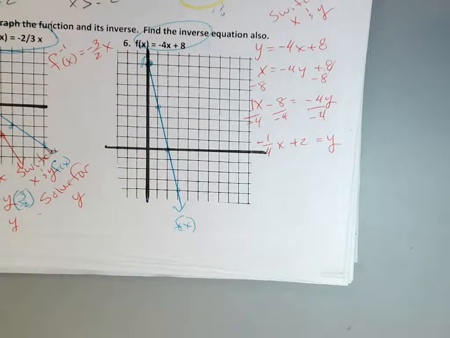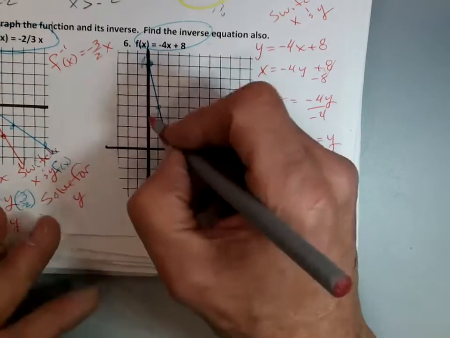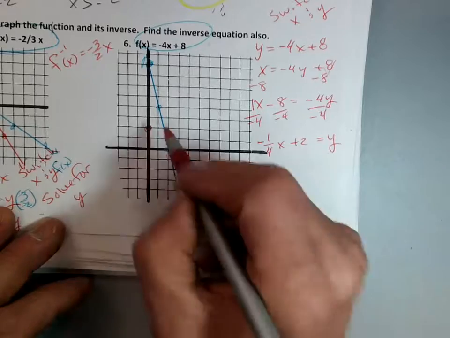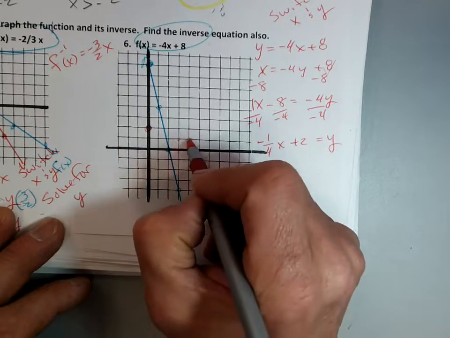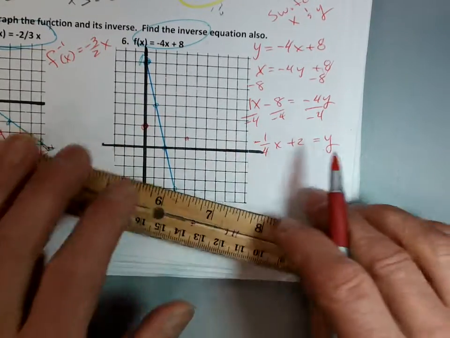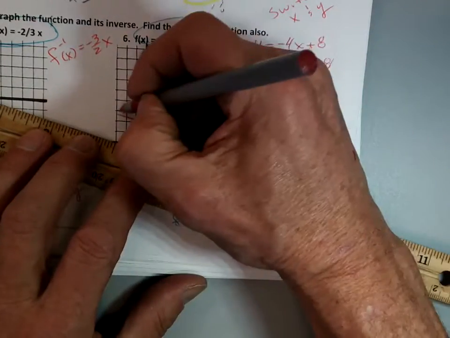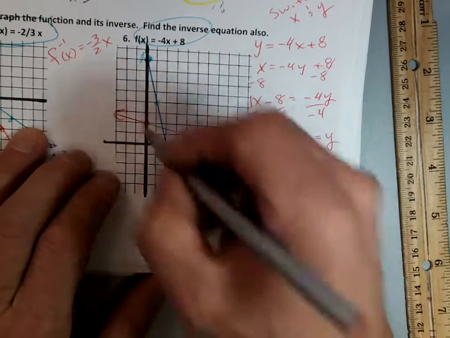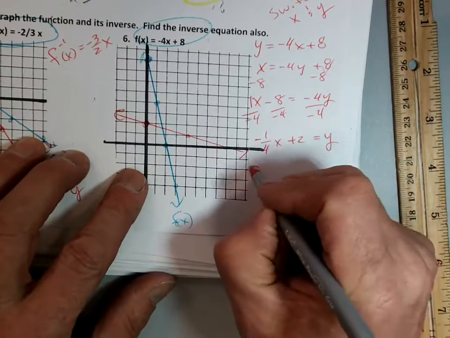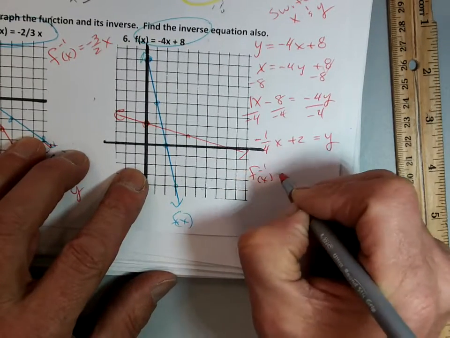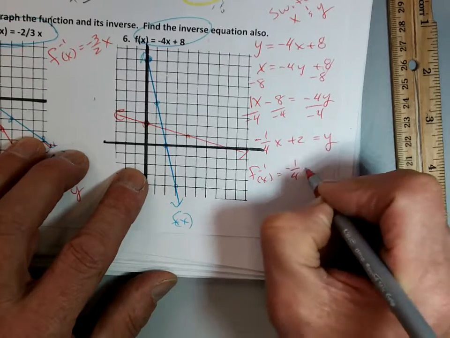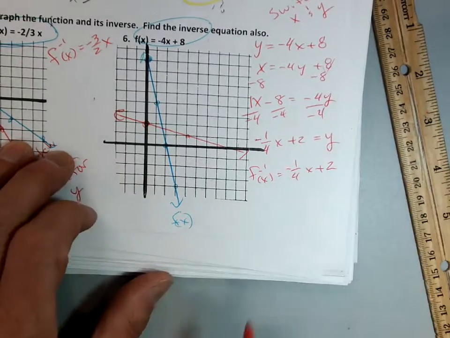So I'm going to graph that. I'm going to start at 2, and I'm going to go down 1 over 4, down 1 over 4, and so forth, and so on. Okay, and that's my f inverse, which is negative 1/4 x plus 2.